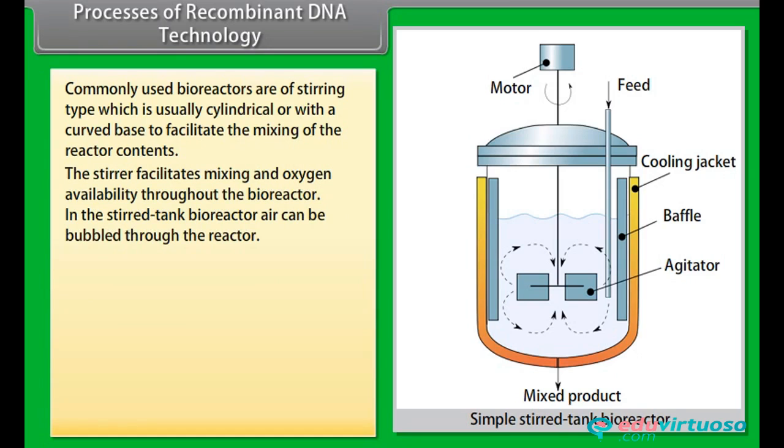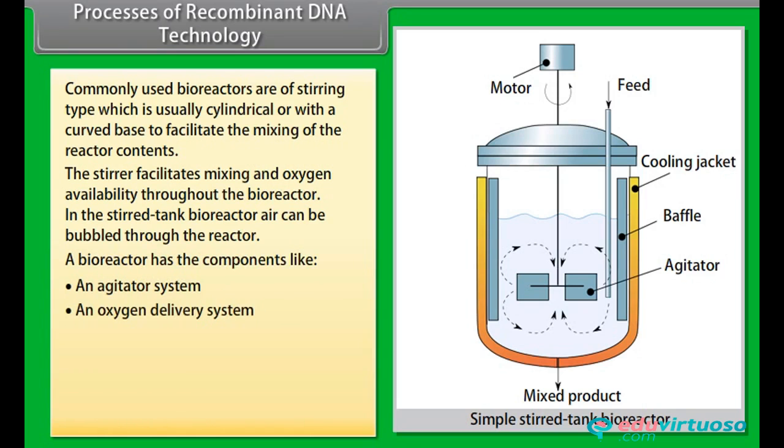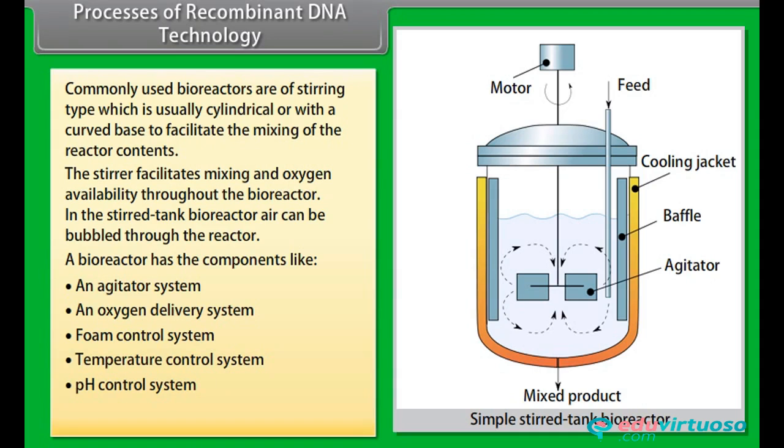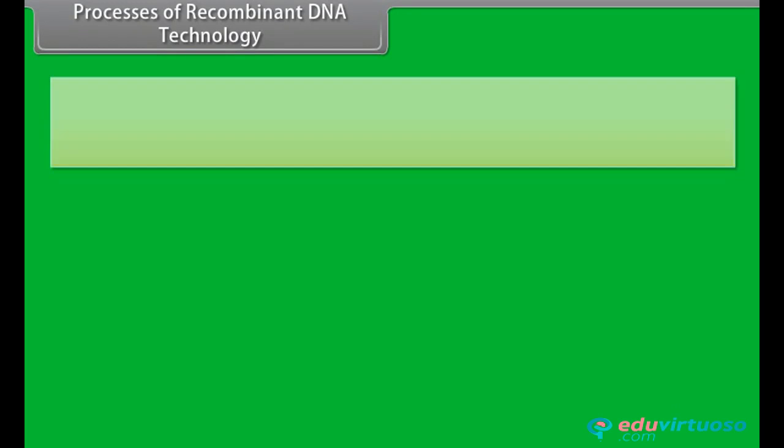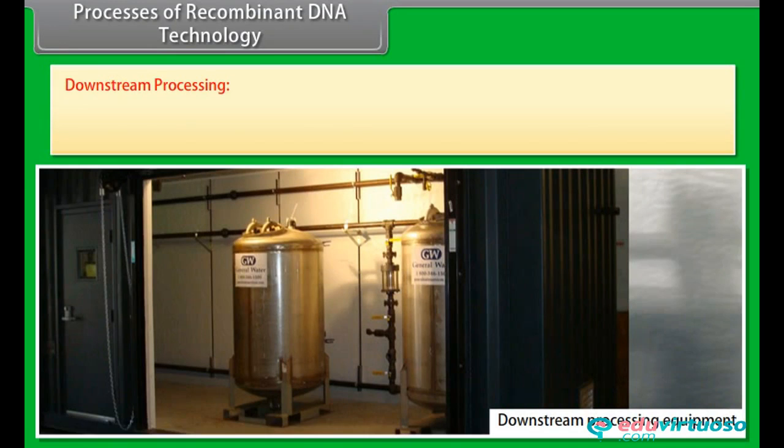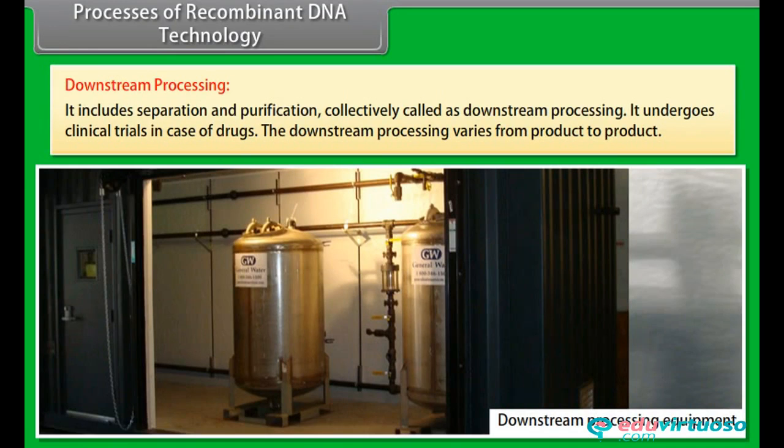In the stirred tank bioreactor, air can be bubbled through the reactor. A bioreactor has components like an agitator system, an oxygen delivery system, foam control system, temperature control system, pH control system, and sampling ports. Processes of recombinant DNA technology. Downstream processing. It includes separation and purification, collectively called downstream processing. It undergoes clinical trials in case of drugs. The downstream processing varies from product to product.